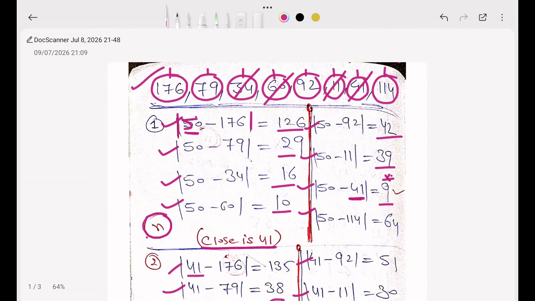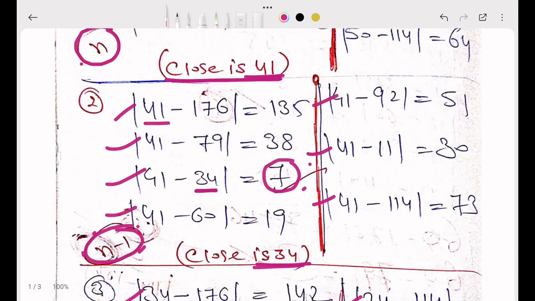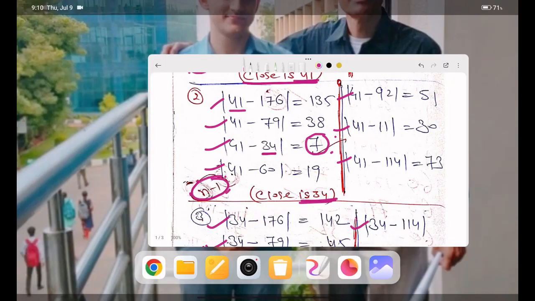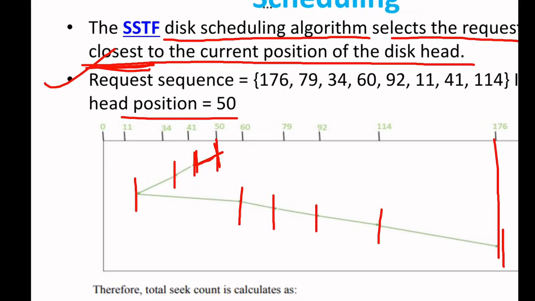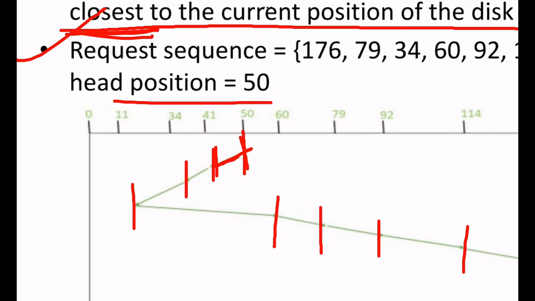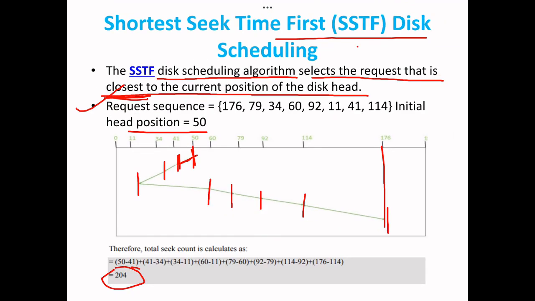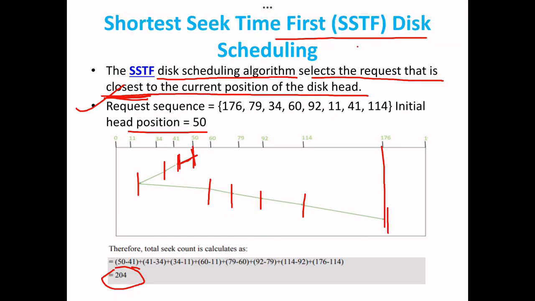I will show you. So you can see close to 41. First was 41, second was 34. If you have any issue, 41 and 34 you can see also here. And this first one was 41, then 34, then after that 11. So it is very easy. If you understand this algorithm, the next algorithm is very simple.